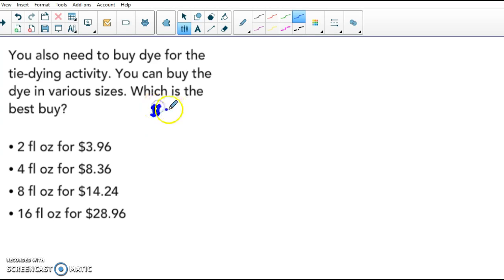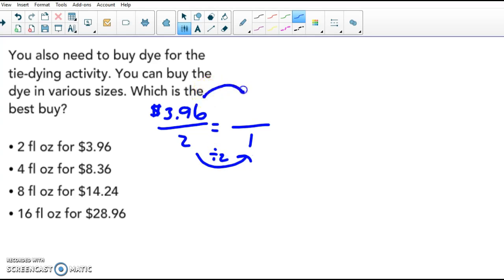So let's get to work. We have $3.96 for 2 ounces. If I want to know the cost per 1 ounce, I'm going to divide by 2.